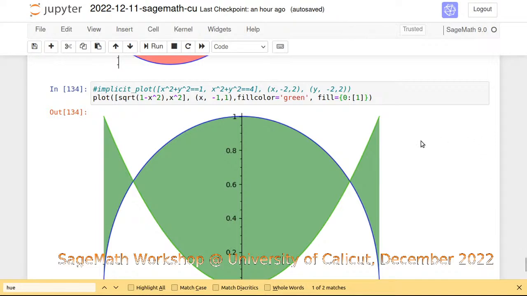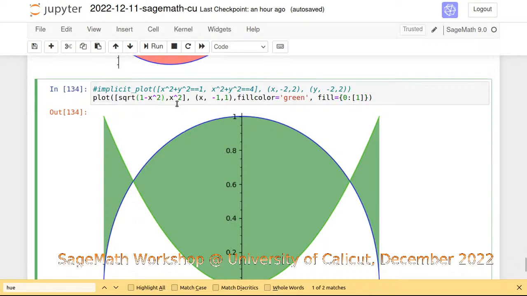Now the problem is, what is the first curve? Let us just try to add one more curve so that we can easily understand what exactly is happening. Maybe square root of 1 minus x square, I will add circles. That's better to understand. Concentric circles, of course.